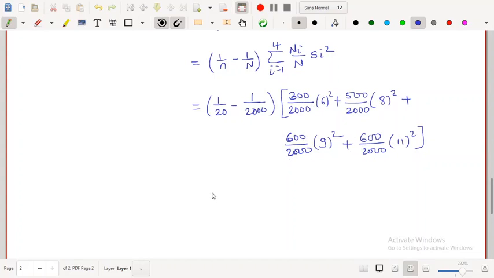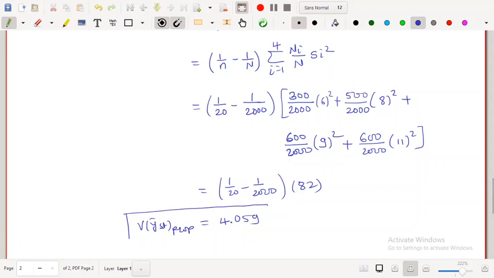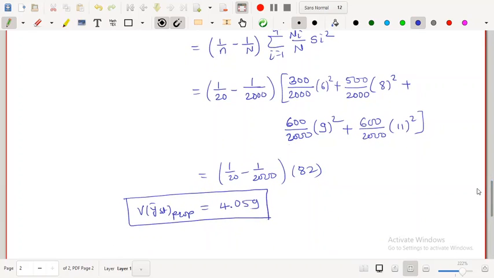Now after solving, this will be 1 upon 20 minus 1 upon 2000, and this quantity is 82. If we solve this using a calculator, then this will be 4.059. So the value of variance of y bar st under proportional allocation is 4.059.